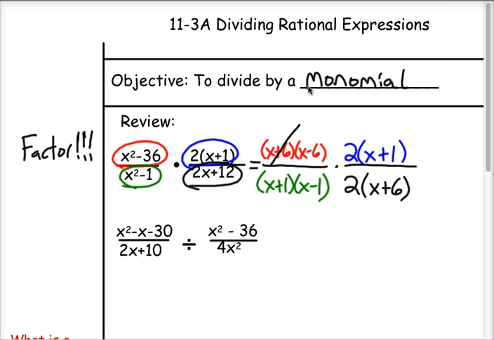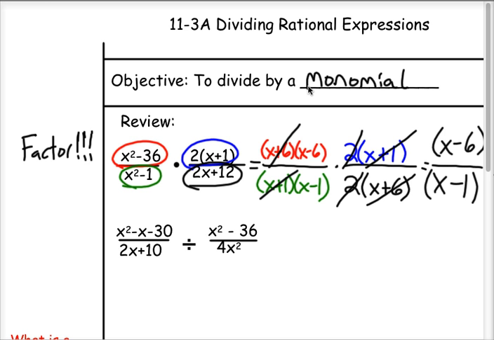So I notice x plus 6, x plus 6, x plus 1, x plus 1, 2, and 2. After slashing all of those out, the only thing I have left on top is x minus 6. Only thing I have left on the bottom is x minus 1. And that is going to represent my end result there, my final answer.